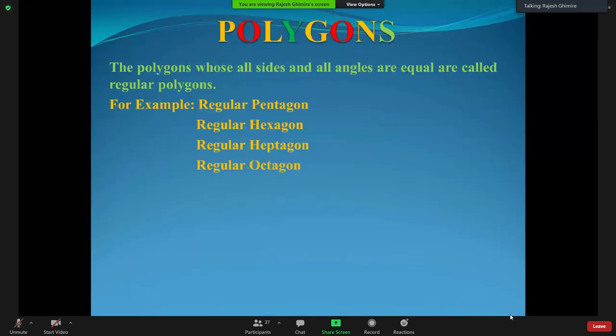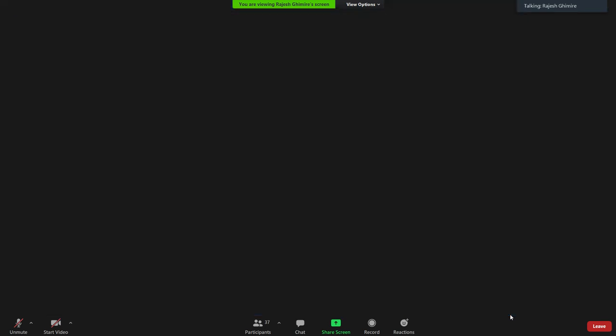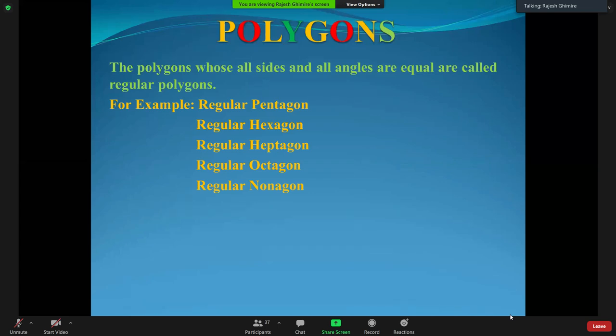Regular octagon means the geometrical figure whose all 8 sides are equal and angles are also equal. Then such type of polygon is called regular octagon. Regular nonagon means the geometrical figure whose all 9 sides are equal and all interior angles and exterior angles are also equal. Then such type of geometrical figure is called regular nonagon.